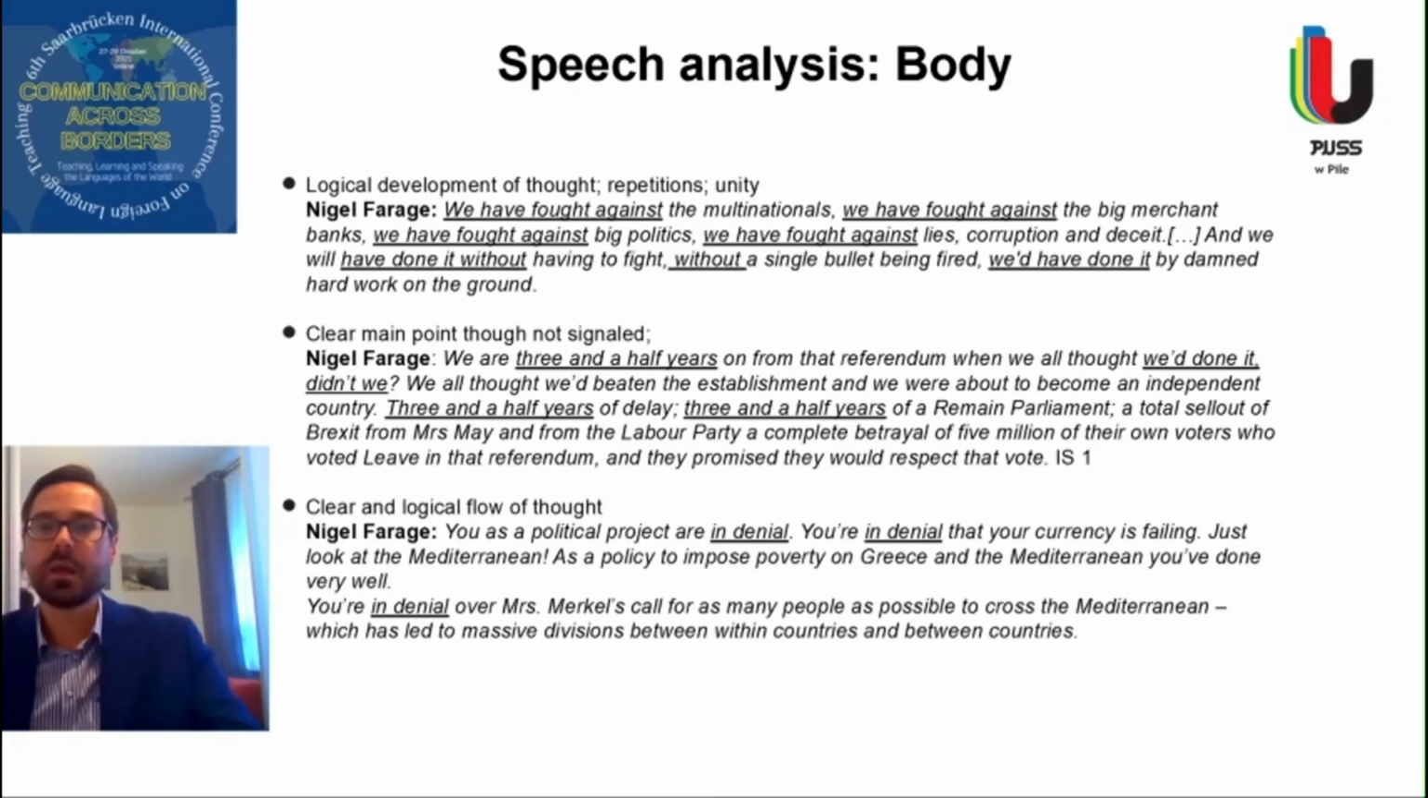As for the body of the presentation, it has been observed that Mr. Farage reveals a tendency to employ a certain strategy to logically knit the ideas and the points in his speeches. It is achieved through repetition: "We have fought against," which is repeated multiple times.